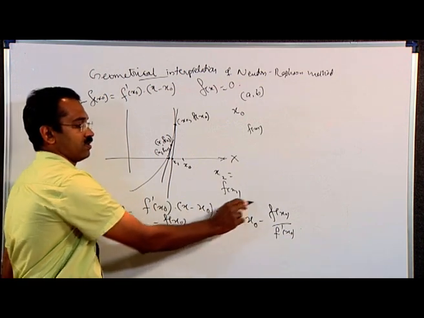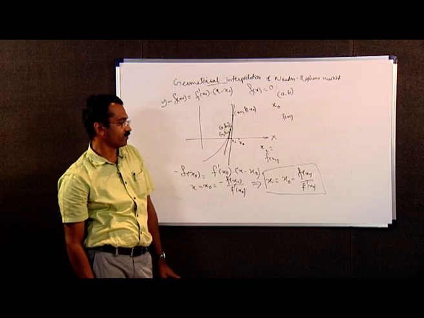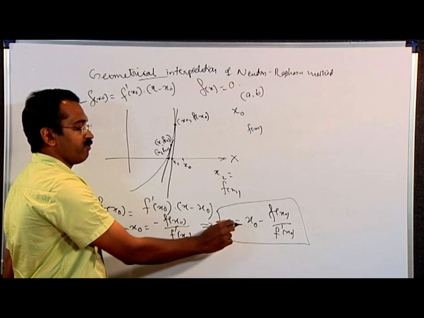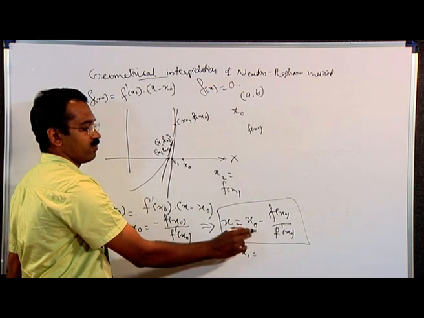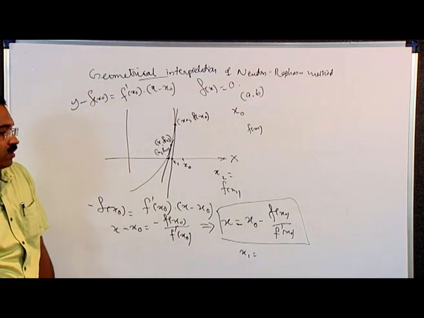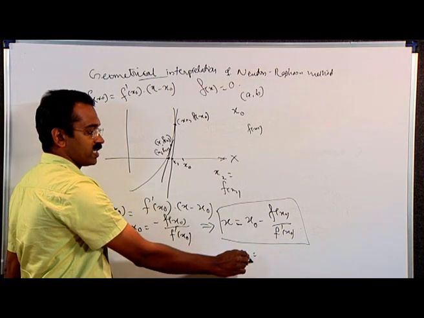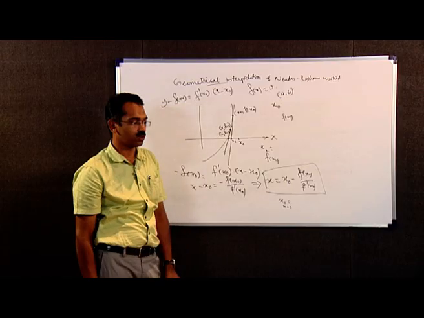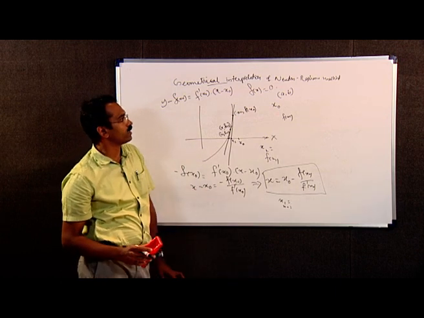This is taken as the iterative formula for the Newton-Raphson method. We find this x, say x 1, by putting x naught, and again by using this x 1 we will find a better approximation x 2 and so on. This is the geometrical interpretation of the Newton-Raphson method.